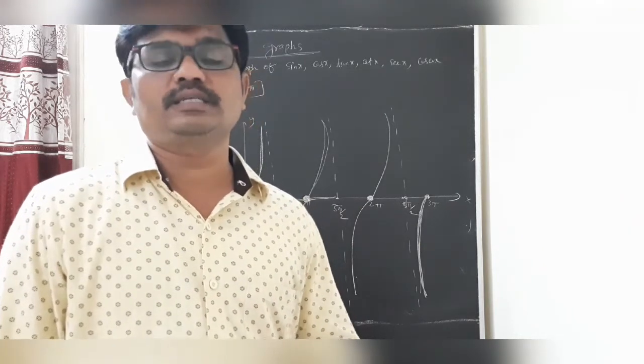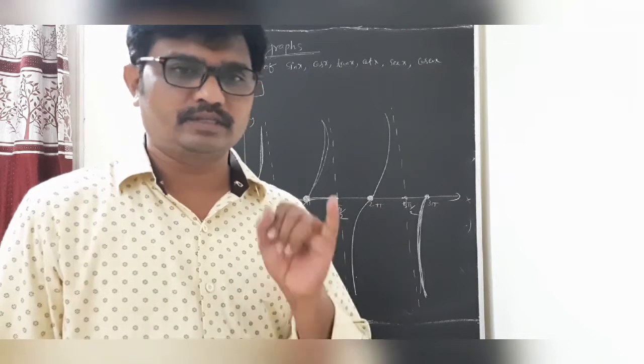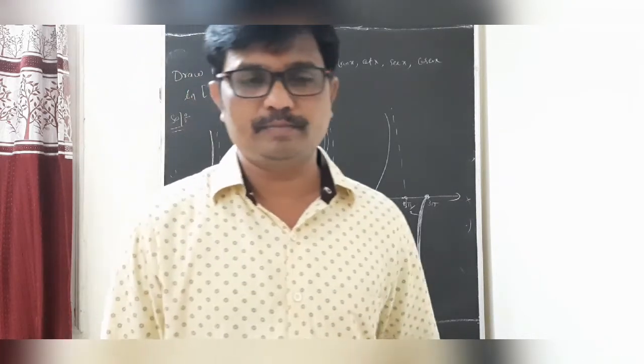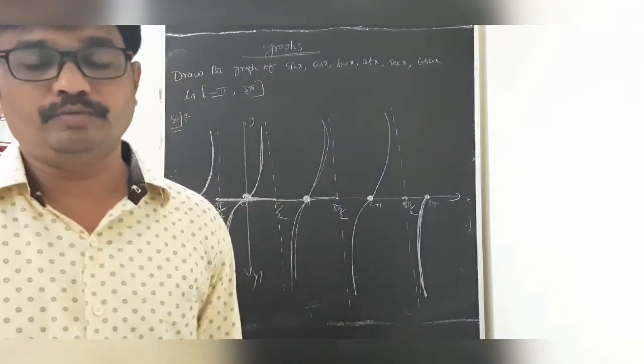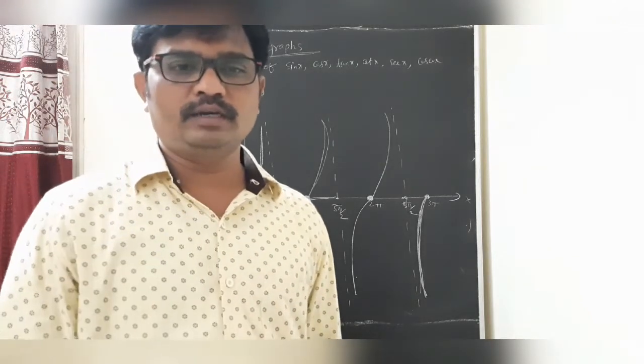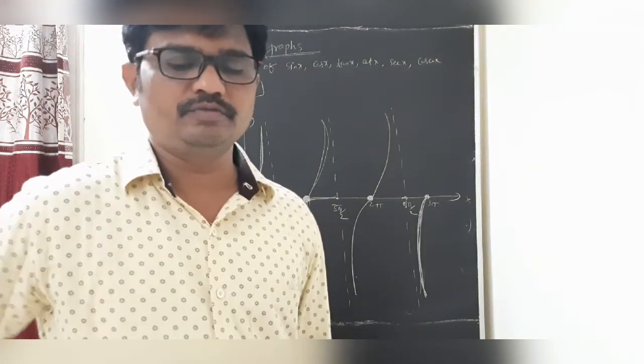But cos is 0 at odd multiples of 90. That means cos 90, cos 3 pi by 2, cos pi by 2, cos 7 pi by 2 are 0. But cos of even multiples of pi is 1, and cos of odd multiples of pi is minus 1. What is the students?